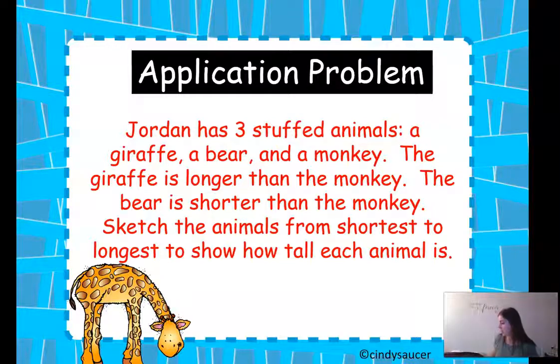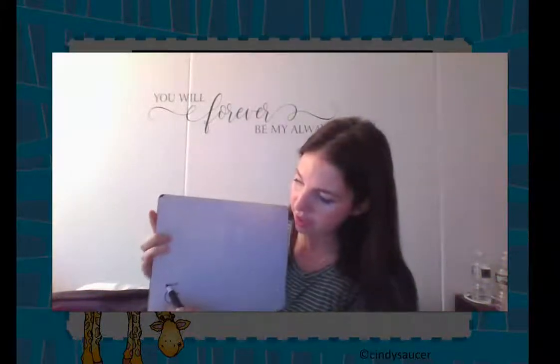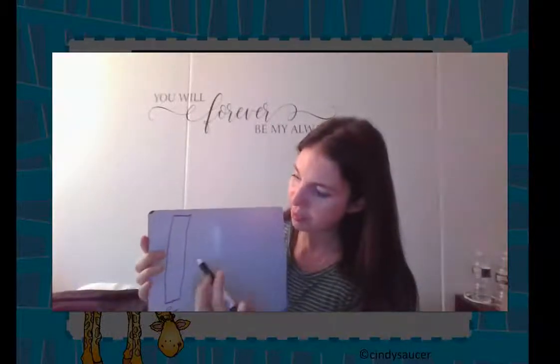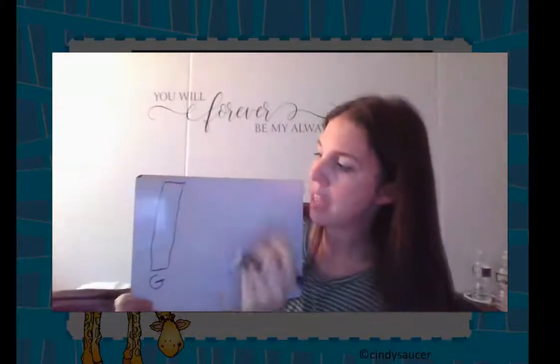So I'm going to get my whiteboard. And if you want to get something to write with, a piece of paper and something to write with, that would be great. And if our giraffe is the longest or the tallest, I'm going to write a G for giraffe. And I'm going to draw all the way to the tippy top for my giraffe. G for giraffe. And he's going to go all the way to the tippy top.